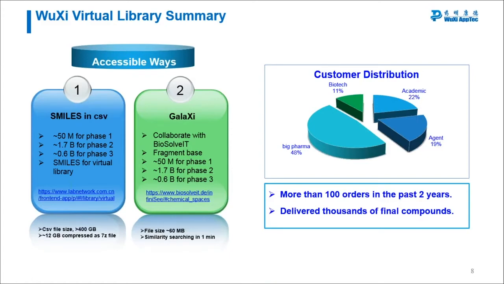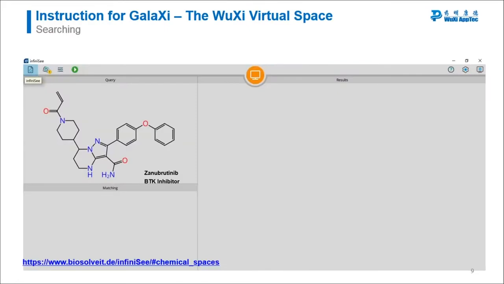Here we also show our client distribution. You can see the clients range from academia to big pharma, biotech companies, and also some agents. We have had more than 100 orders during the past 2 years, and we have already delivered thousands of final target compounds to our clients.